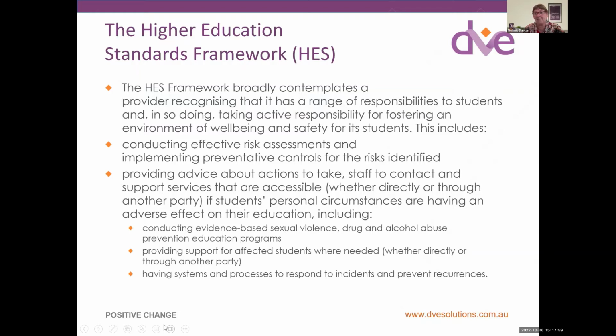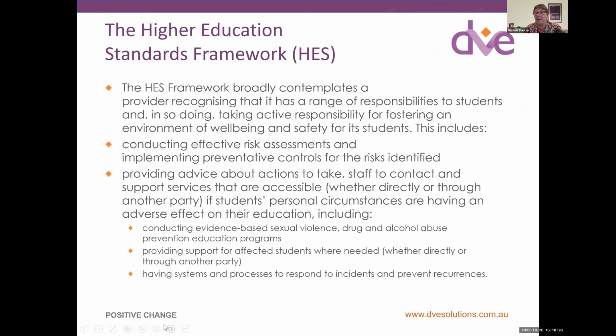So that can be your support services, that can actually often land within your academic spaces and need to be referred across. So how do you provide your support for your affected students? How do you communicate it? And how is it actually structured in your policies and procedures so that everybody on your campus knows how to do that? And then having your systems and processes to respond to incidents and prevent recurrences.